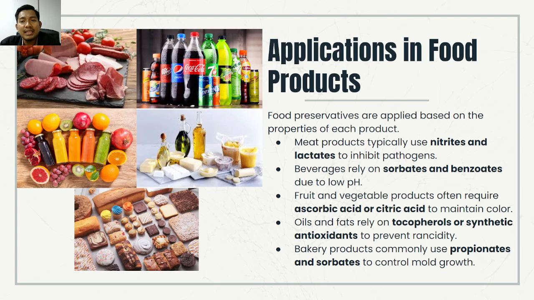So we move on to the application of food preservatives in food products. Basically, these are some examples that are commonly used. In meat products, they use nitrite and lactates to inhibit the pathogens. Secondly, in beverages, they rely on sorbate and benzoate due to the low pH of the water.